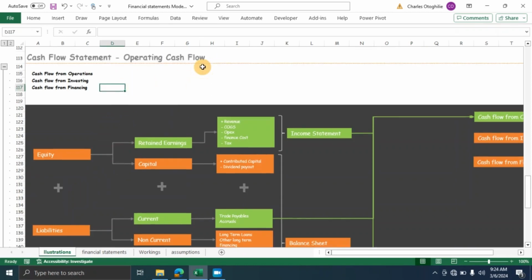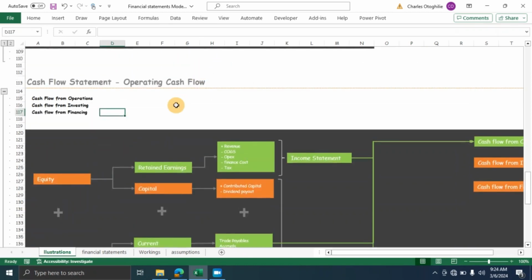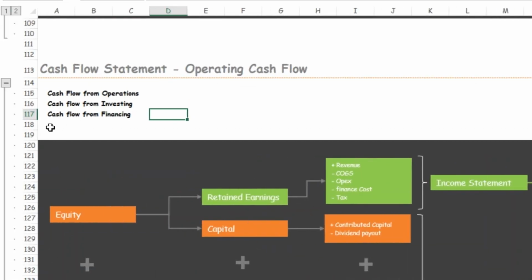In the cash flow statement, we have these three major sections: cash flow from operations, cash flow from investing, and cash flow from financing. Now, why are we doing this? Because the cash flow statement helps us to determine how much cash came in a particular period.